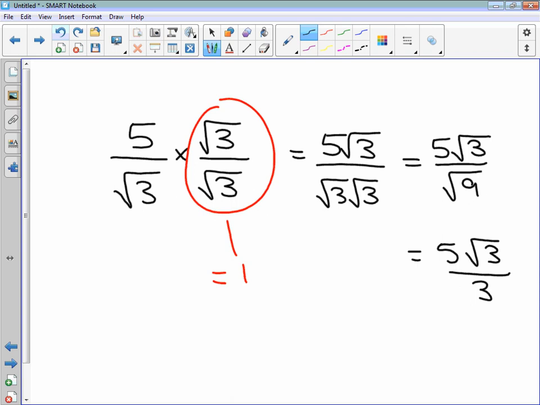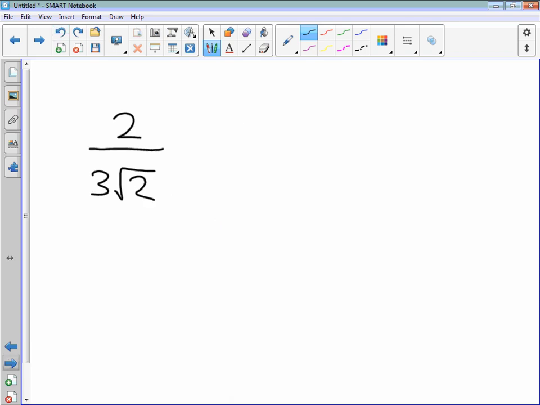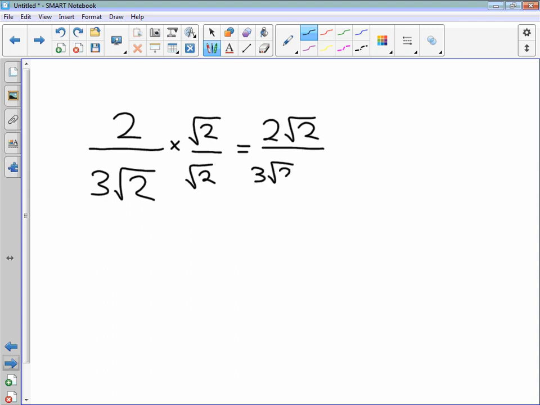Now you may get more complicated examples where you have integers in the denominator as well as surds, which you will have to deal with. So again, we've got root 2 in our denominator. So in order to rationalise this, we have to multiply the numerator and the denominator by root 2. This gives us 2 root 2 as our numerator and 3 root 2 root 2 as our new denominator.